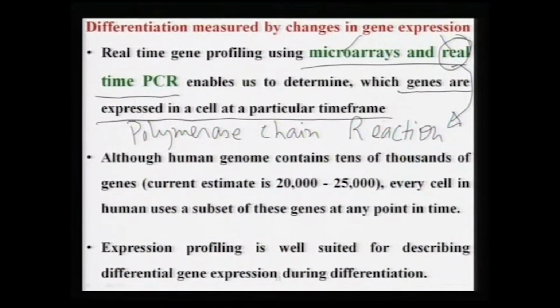So, the human genome typically contains tens of thousands of genes, estimated at 20 to 25,000 different genes, and every cell in humans uses a subset of these genes at any point in time. That means that you take any cell present in living conditions, it just uses a few genes out of 20-25,000 for its survival or for its functioning.